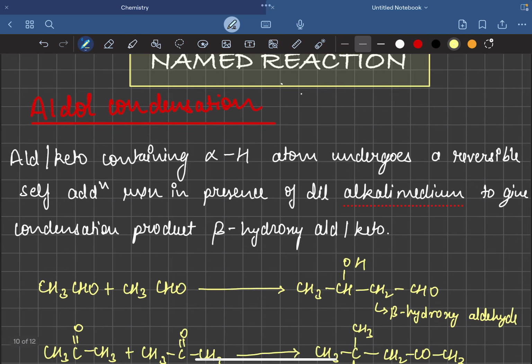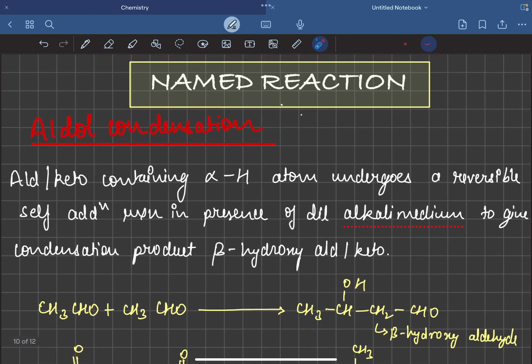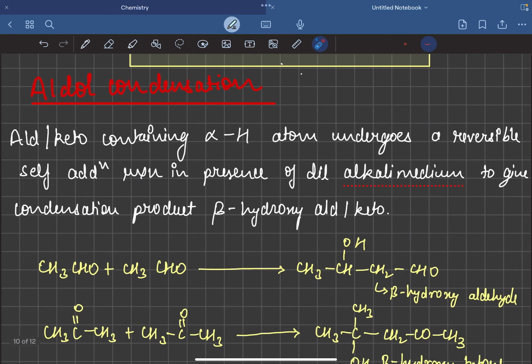So let's start. The first reaction that I have brought today is aldol condensation. Aldol condensation is a very basic reaction that you have studied in your PUC. What does this reaction say?